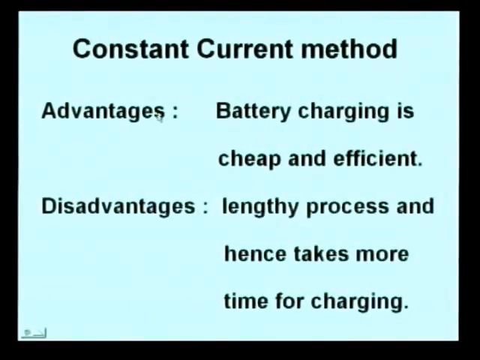The various advantages and disadvantages of the constant current method are: the advantages are the battery charging is cheap and efficient, but the disadvantages are the constant current method is a lengthy process and hence takes more time for charging.